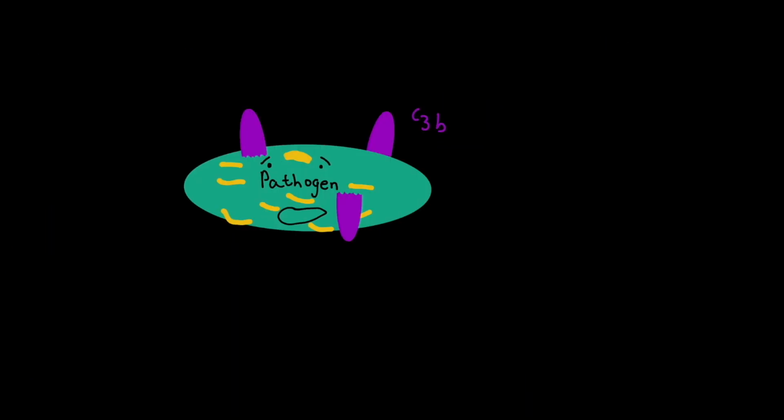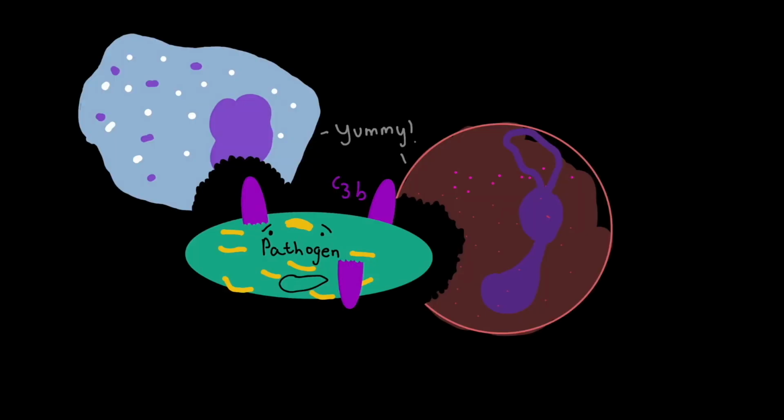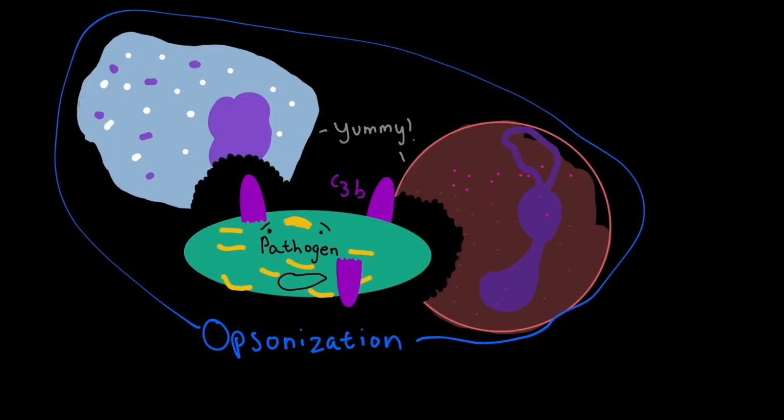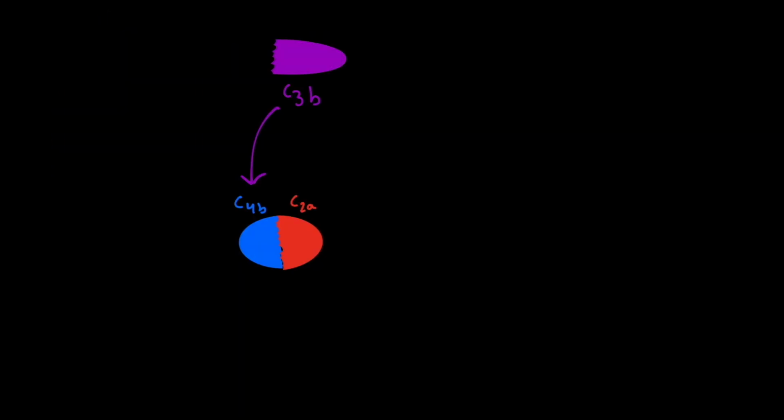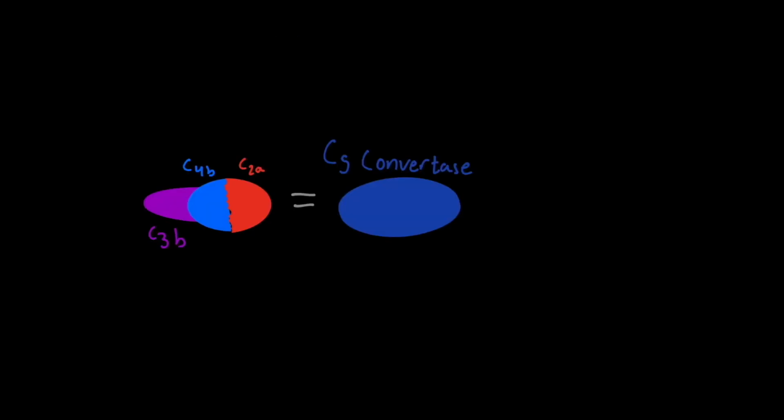C3b can also coat the pathogen in a process known as opsonization. Essentially, C3b makes the pathogen tastier for neutrophils and macrophages, promoting phagocytosis. Lastly, C3b will bind to the C4b2a complex, creating the C4b2a3b complex, which is the C5 convertase.